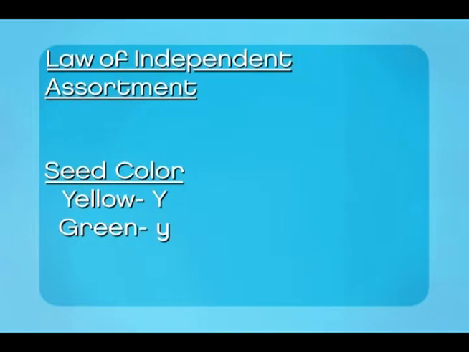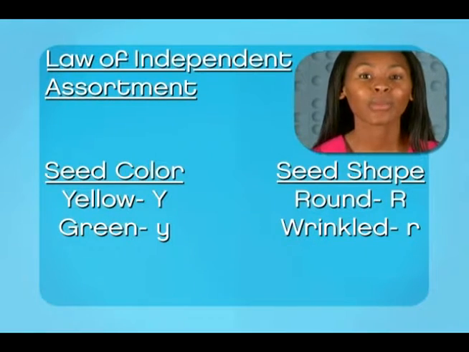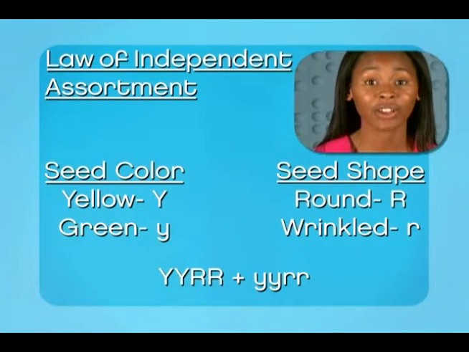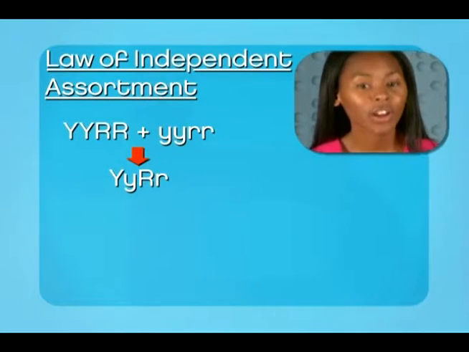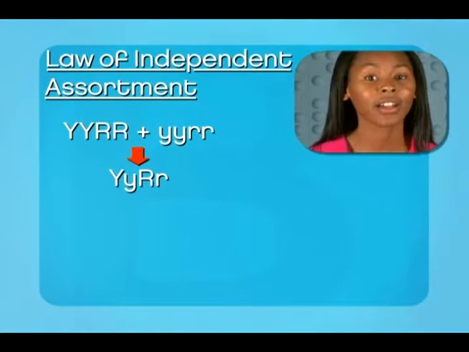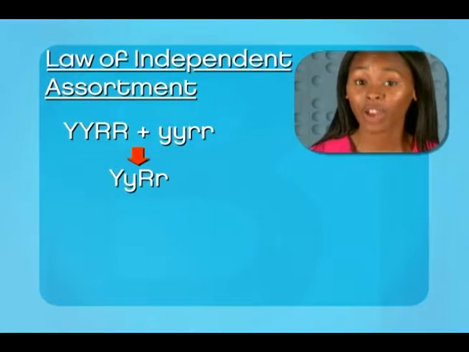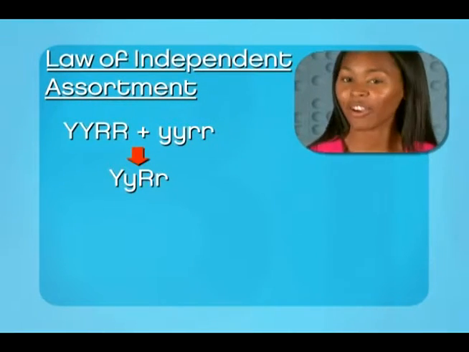Mendel discovered this by keeping track of 2 traits at once: seed color, yellow versus green, and seed shape, round versus wrinkled. He crossed a yellow round plant that had 2 dominant alleles for each trait with a green wrinkly plant that had 2 recessive alleles for each trait. Of course, each plant in the first generation of offspring had 1 dominant allele and 1 recessive one for each trait, having received 1 allele for each trait with each parent.